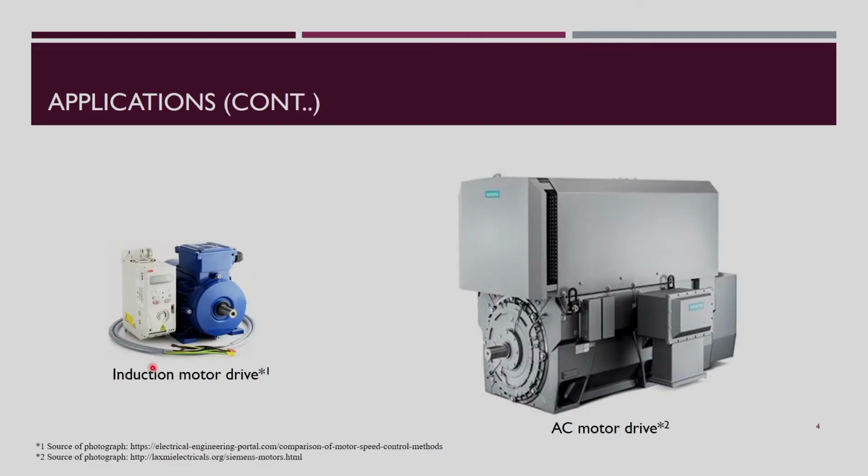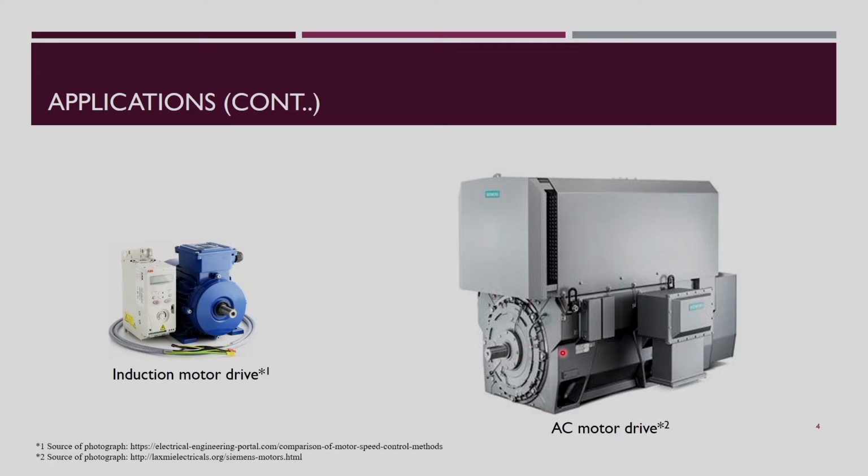This picture shows an induction motor drive. This is an induction motor drive by ABB, and this is just of a few kilowatts. So, inside this is the converter and the control for the induction motor. And this one is the picture of an AC motor drive by Siemens, and you can see from the picture itself how much is the difference in the size. This is of the megawatt level.